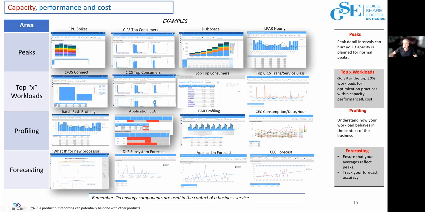So if you want to decrease costs, this row here is an example of how this ties into cost. And then profiling your work so you understand what's going on, understanding how your workload behaves in the context of the business. And then forecasting. Usually in most business environments, it's always growing. So looking for forecasts and ensuring that you have enough capacity is a key piece to meeting your service levels.